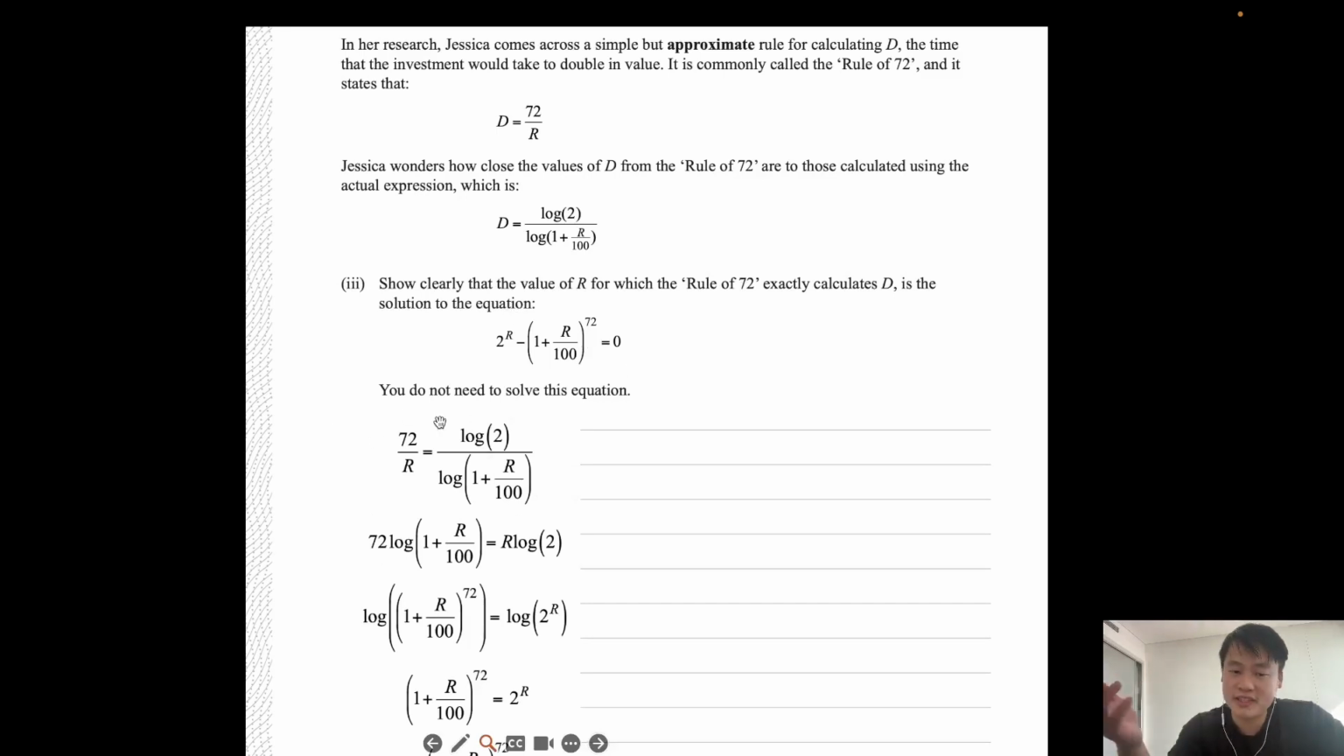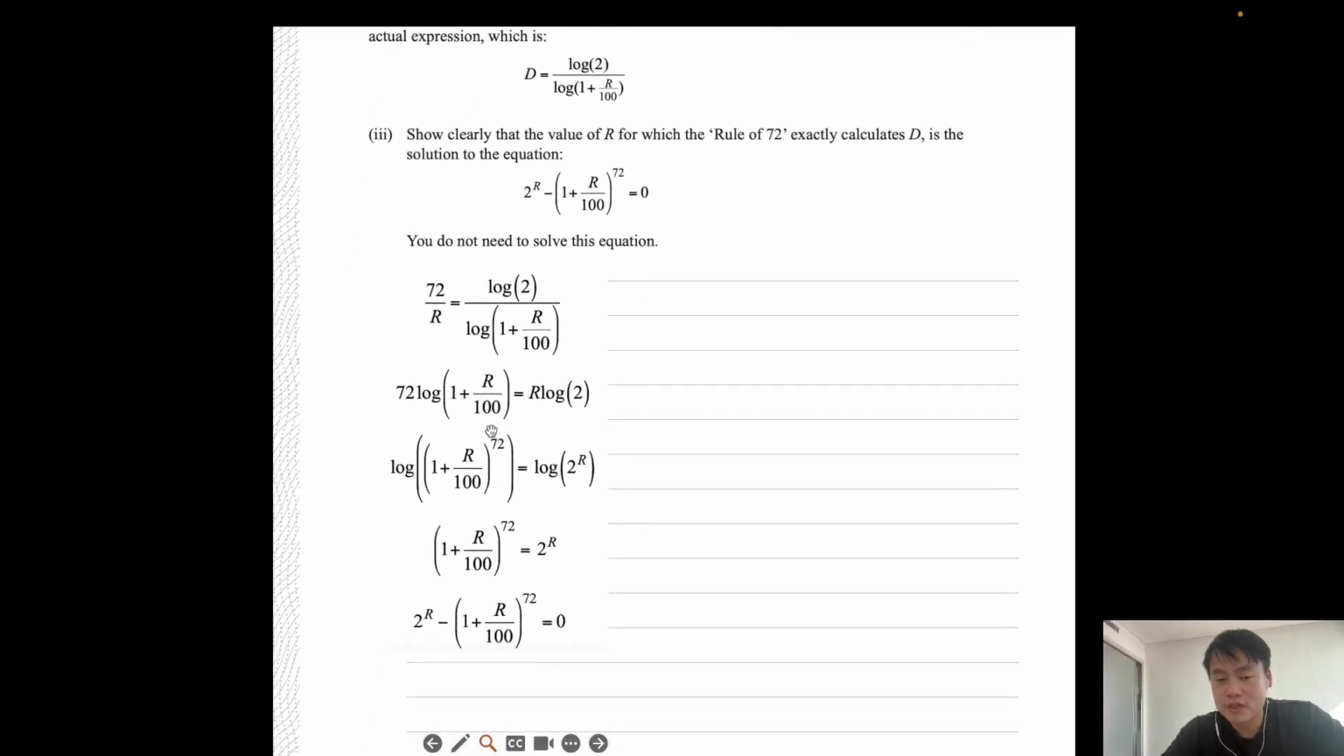You can cross multiply. So that's why you cross multiply. 72 multiplied by this, and then R multiplied by log 2. In the next step, you realize, look over here, do they have R anywhere by itself? No. R is always inside a bracket or inside a function. So this is where you realize R log 2 is the same thing as what? Log of 2 to the power of R. So you go ahead and do that, log of 2 to the power of R.